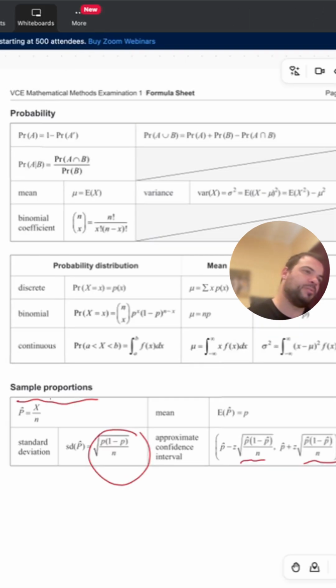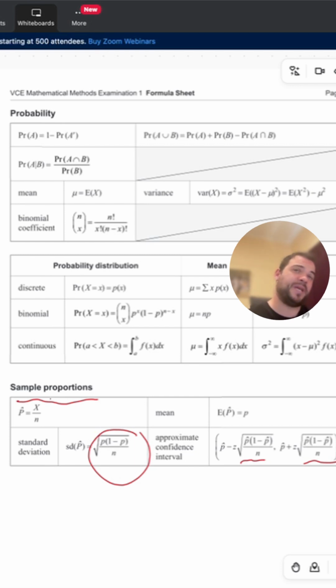So looking at our formula sheet, we'll go to the sample proportion section. The standard deviation of the sample proportion is the square root of p times 1 minus p on n. So we have the standard deviation of p hat equals the square root of p times 1 minus p on n. And so we can see here that n, the number of people in the sample, affects the variability of the sample proportion. Now, the other thing that affects the variability of the sample proportion is this p.